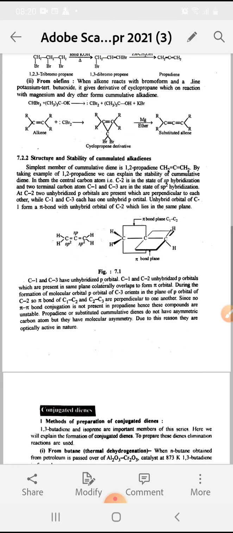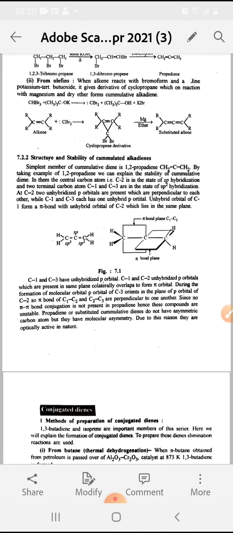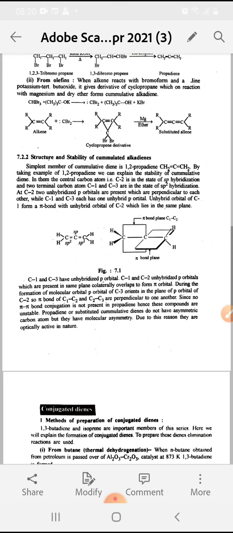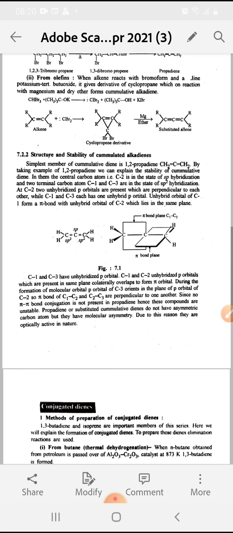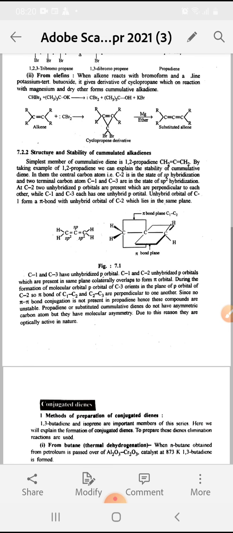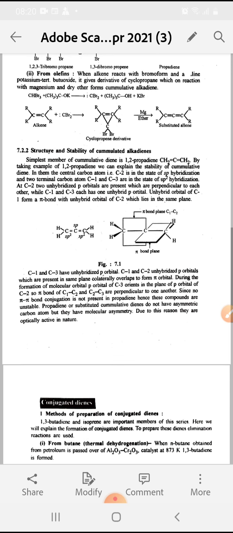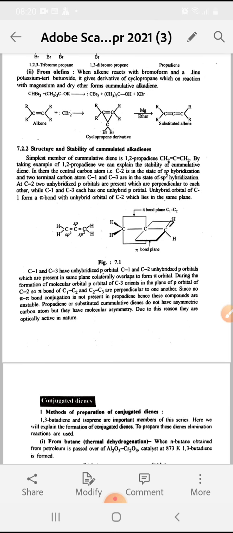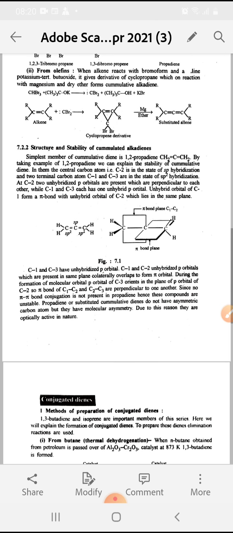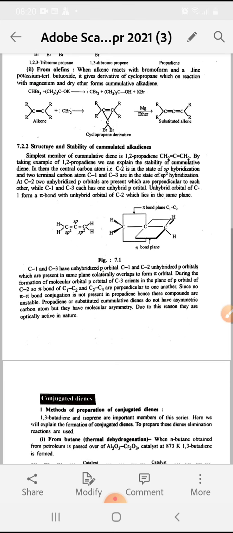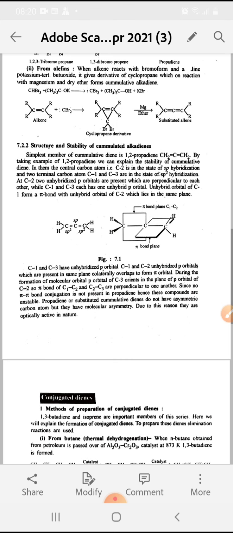The simplest member of cumulative diene is 1,2-propadiene, that is CH2=C=CH2. By taking the example of 1,2-propadiene, we can explain the stability of cumulative diene. In it, the central carbon atom, that is C2, is in the state of sp hybridization, and the two terminal carbon atoms, that is C1 and C3, are in the state of sp2 hybridization.